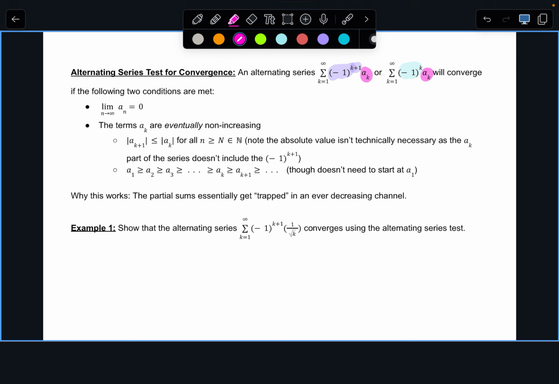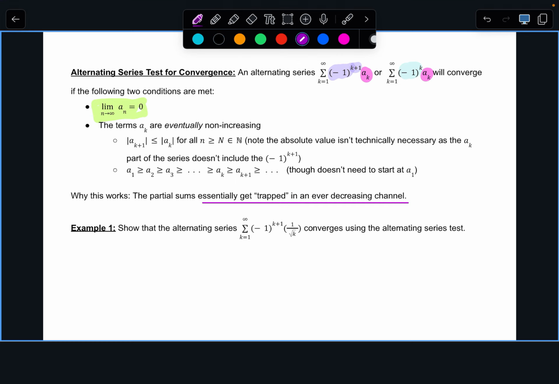It will converge if two conditions are met. First of all, the limit as n goes to infinity of a sub n has to equal 0. This is logical. I mean, that's the nth term test anyways. So that has to be true. The magnitude of our terms have to get really small. And then there's a lot of words here, but the terms eventually have to be non-increasing. I'll elaborate on that in example 3. But basically that's just saying the distance from 0 for each term has to get smaller and smaller and smaller, which I guess kind of makes sense. You have to not be able to get back. You have to stay trapped in that channel.